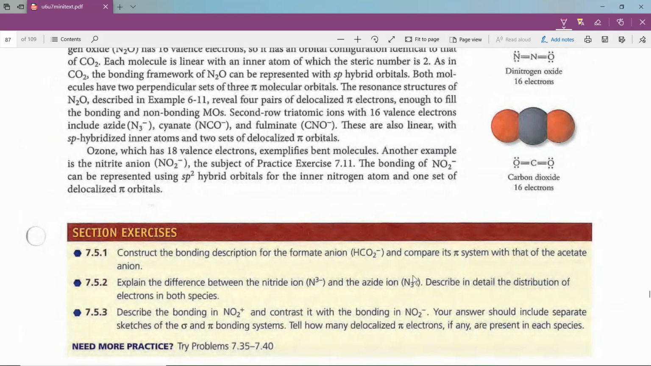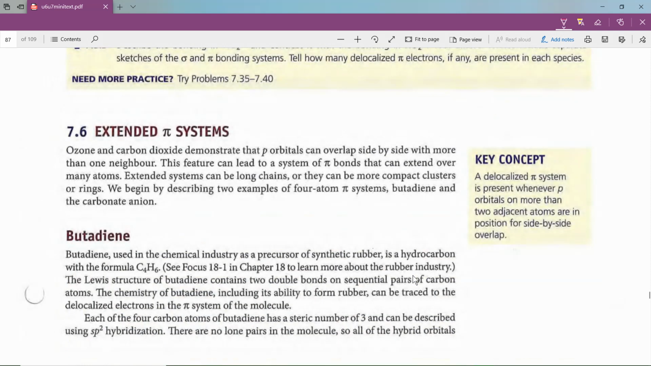Again, that section 7.5 was supposed to be a brief introduction. We didn't get into all the nitty-gritty, but I wanted you to at least see the idea of delocalization in ozone. You can get extended pi systems where you have alternation of single and double bond, and that is called conjugation. So a delocalized pi system is present whenever p orbitals on more than 2 adjacent atoms are in position for side-by-side overlap.